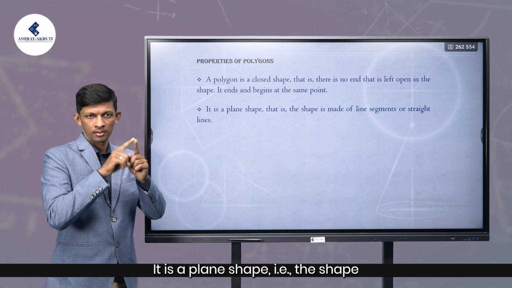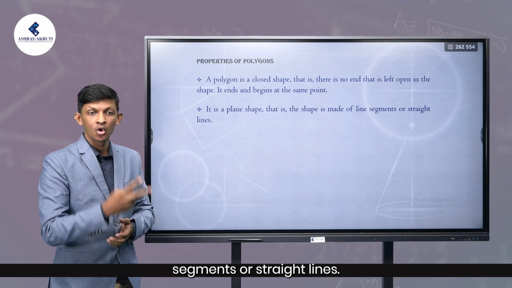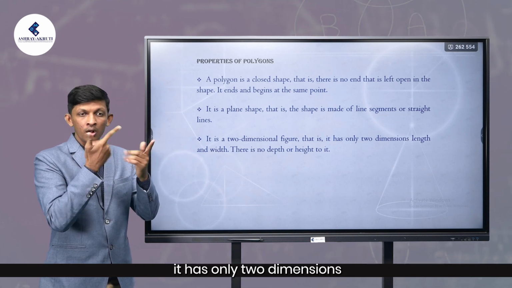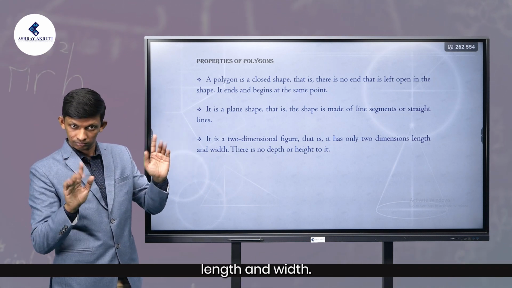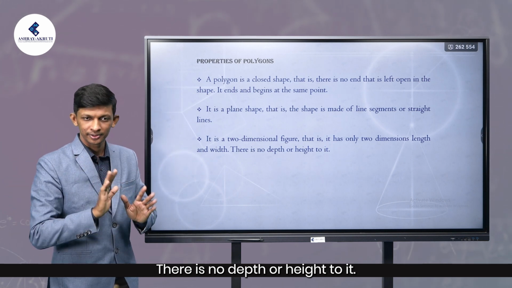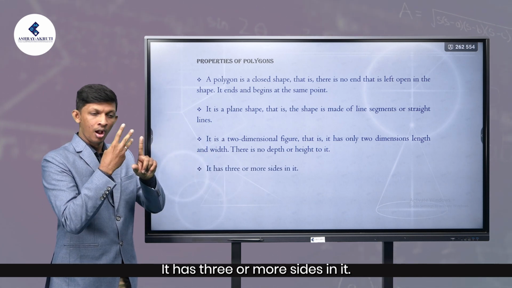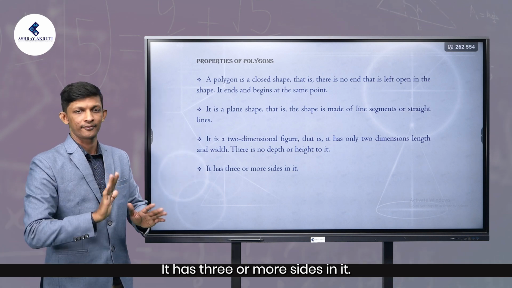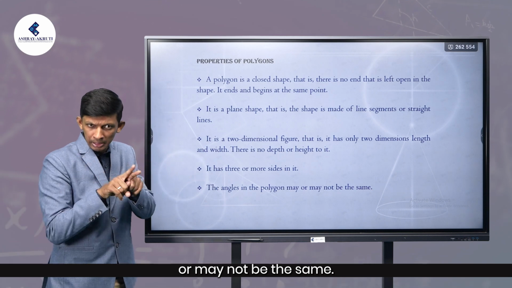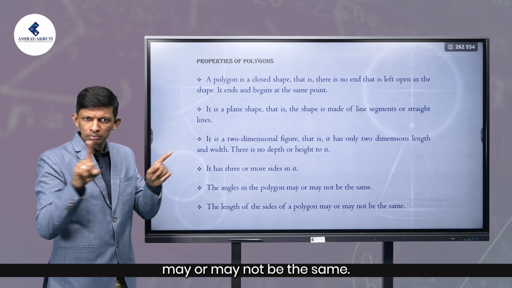It is a plane shape, that is, the shape is made of line segments or straight lines. It is a two-dimensional figure, that is, it has only two dimensions, length and width. There is no depth or height to it. It has three or more sides in it. The angles in the polygon may or may not be the same. The length of the sides of a polygon may or may not be the same.